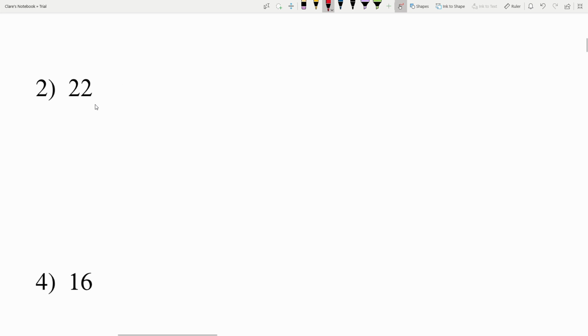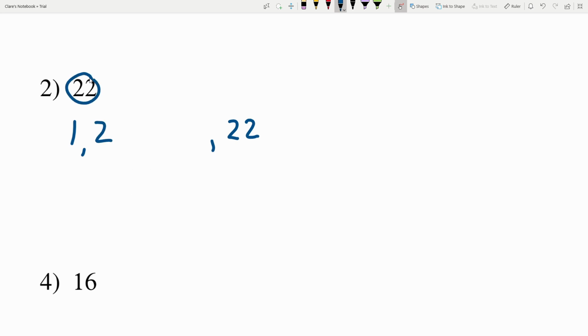In number 2, we have 22. So right away, I'm going to start by writing my outermost factors. My smallest factor is 1. My greatest factor is 22. Now what else goes into 22? Let's try 2. And 2 goes into 22, because 22 is even, and 2 times 11 gives us 22. Now, does 3 go in? Well, if we remember from our divisibility video, because 2 and 2 add up to give me 4, that's not divisible by 3. So we know it's also not divisible by 6. And 4 isn't divisible by 9. So 3 doesn't go into 22.